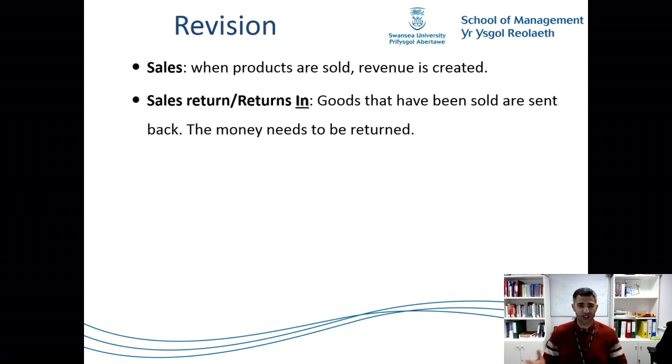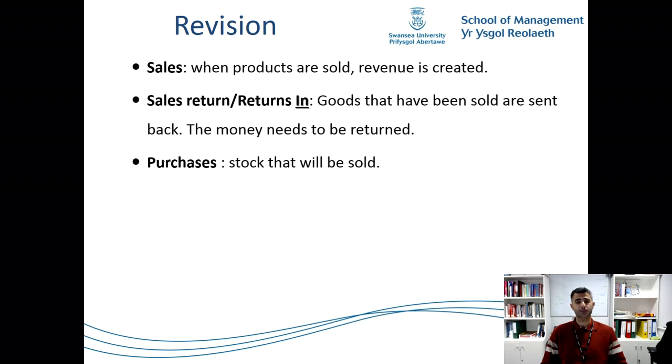So we have sales return or return in. What do I mean by sales return or return in? That goods have been sold but sent back to the business. For example, if you bought something from Amazon and you didn't like it, and then you return it back to Amazon. So this is return in to Amazon, sales return. In this case, Amazon will refund you. So what we need to do is deduct it from the sales. It is sales return.